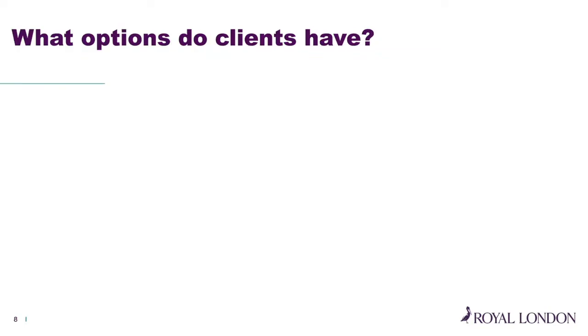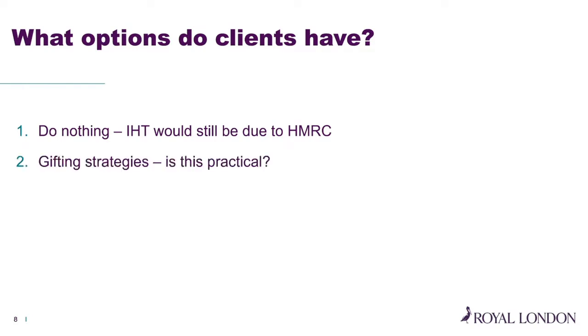What options do clients have once they're presented with the facts about IHT? They can make a decision on what to do. But what options do they have? Well, one of them is actually to do nothing, which is what quite a lot of people decide to do. It means the IHT is still due on death, but at least they're making that decision based on the full facts rather than hearsay.